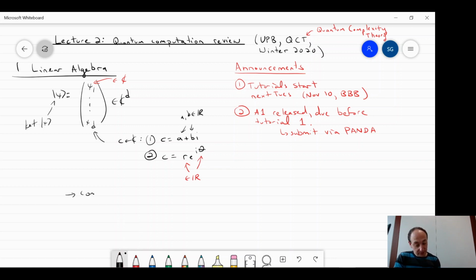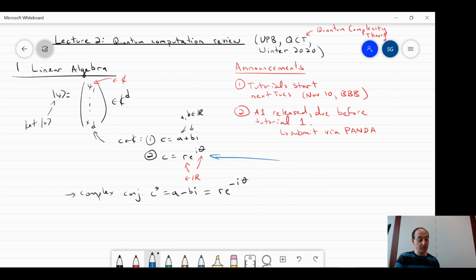And the complex conjugate, let me just remind you, the complex conjugate of c is c star, right? And that either equals a minus bi, we put a minus sign there, or it equals r e to the minus i theta. Okay, so we just put a minus wherever we see the i.